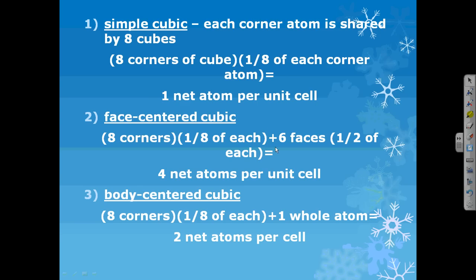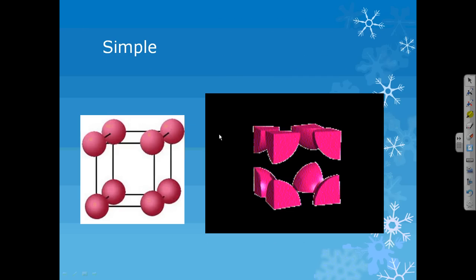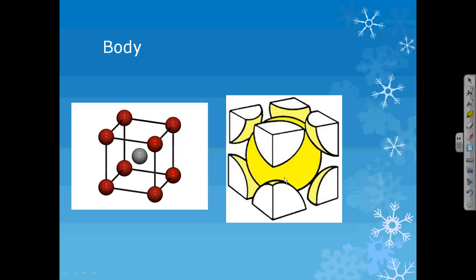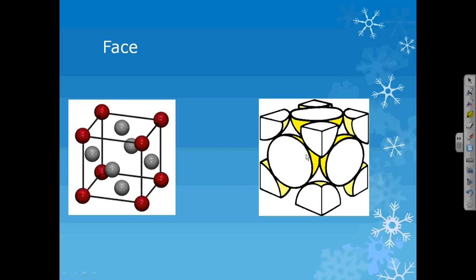Again, going back to our pictures, if we have body centered, there's going to be 2 atoms per cell, face centered, 4 atoms per cell, simple cubic, just 1. Again, if we add up all these pink parts, it just makes one sphere, one atom. If we added up all these yellow parts in the body centered, we would just get 2, the 8 from the corners and the 1 in the middle.